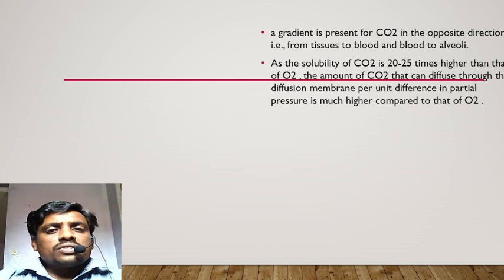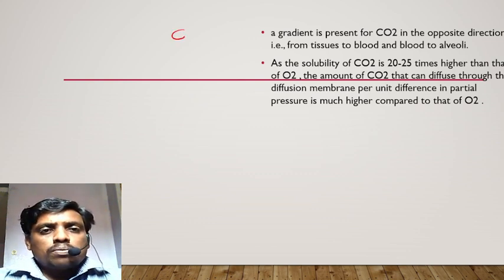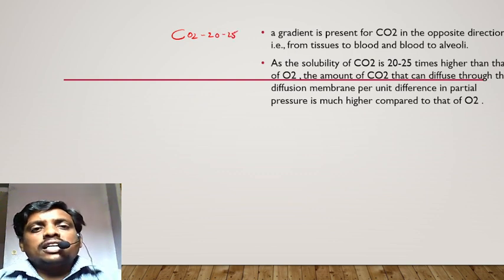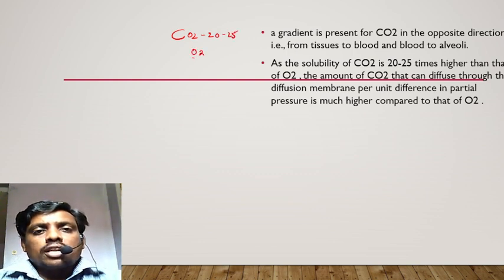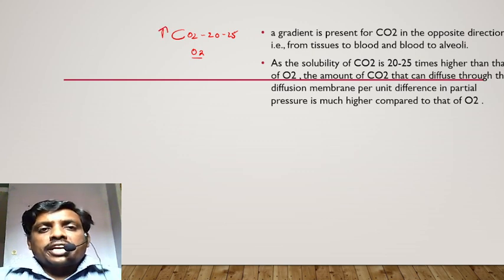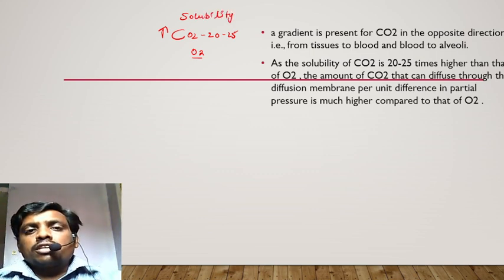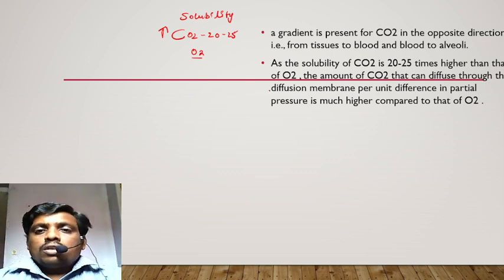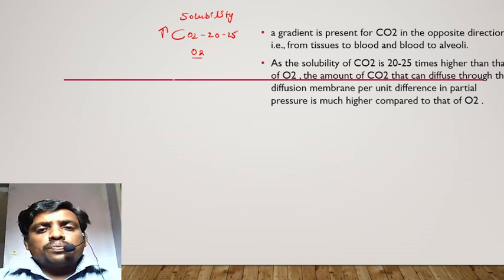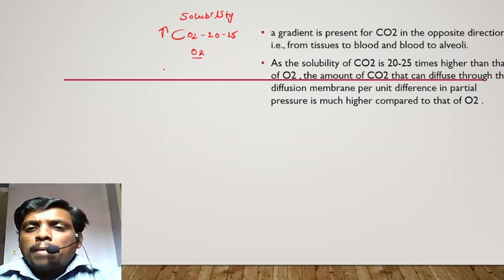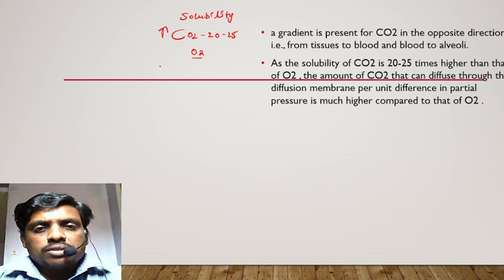As for the solubility of CO2, the solubility of CO2 is 20 to 25 times higher than that of oxygen. Partial pressure we have seen. If you take the solubility, the solubility of carbon dioxide is very much higher compared with oxygen. So CO2 can diffuse through the diffusion membrane per unit difference.